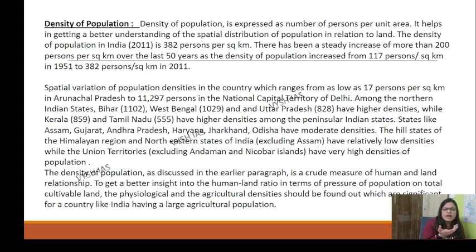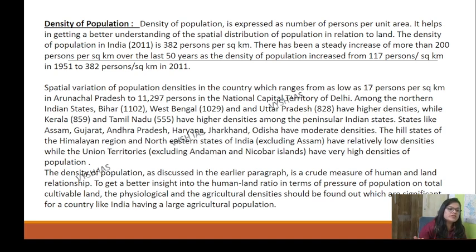Okay. So if somebody asks what the relation of land is with the spatial distribution of population, basically it is the number of people living in an area. The density of population in India is 382 persons per square kilometer, according to the 2011 census. There has been a steady increase of more than 200 persons per square kilometer over the last 50 years.